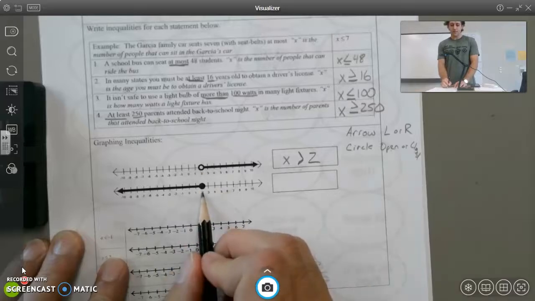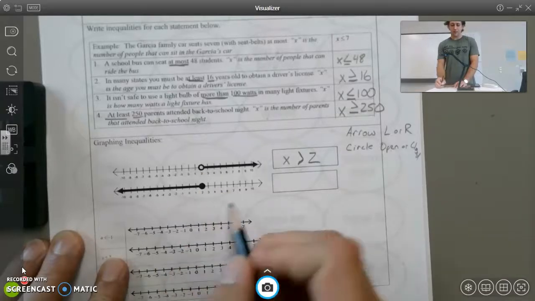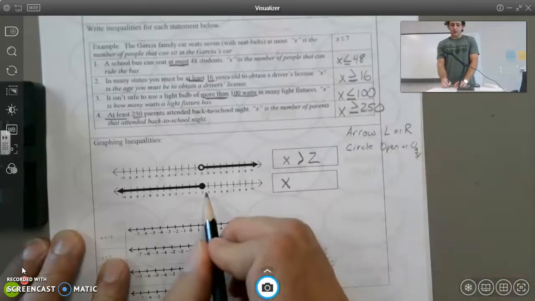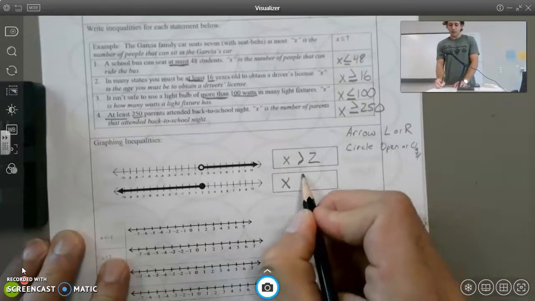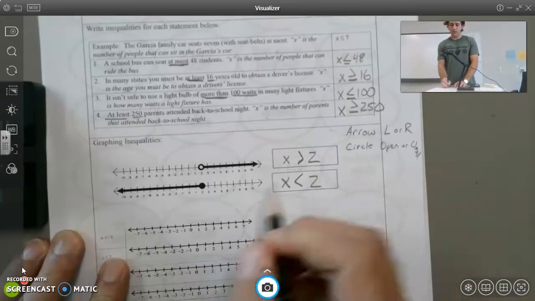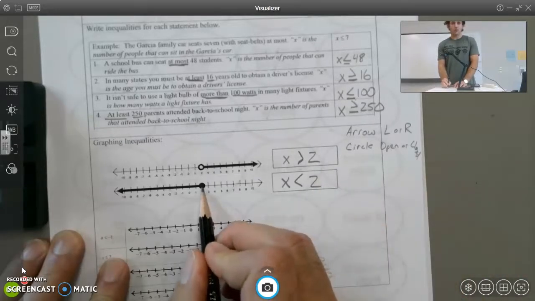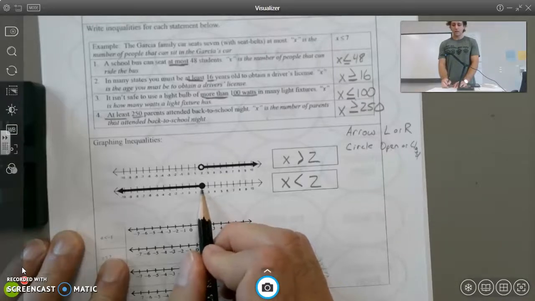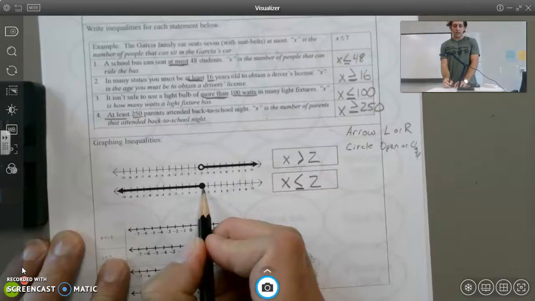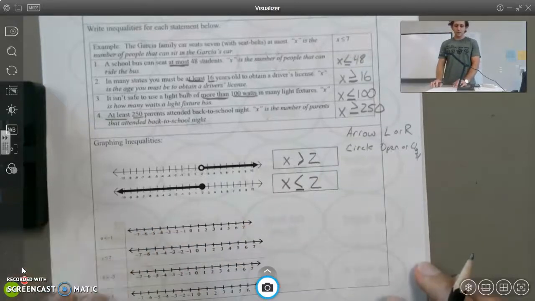Now we see this second graph down here. Is the arrow going left or right? It is going left, so I know that is the values that are less than 2. It is getting smaller, less than 2. And then, is this circle open or closed? It is closed. A closed circle means it does include this value. So X could be 2, or it could be anything less than 2.